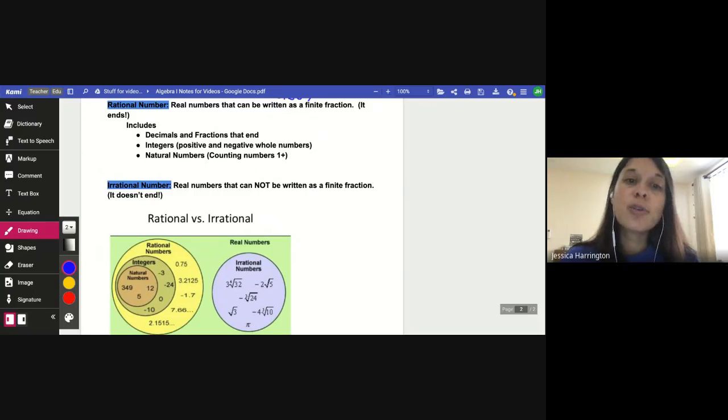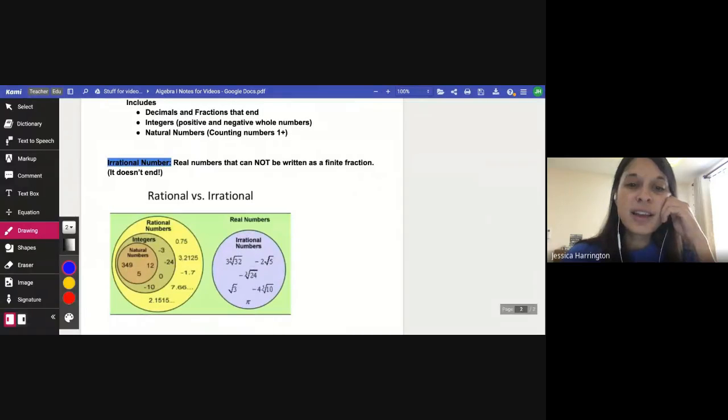What you're adding to your vocabulary now are irrational numbers. So these are real numbers, they're still real, but you cannot write them as a finite fraction. That means they cannot end. The number doesn't end. So what I mean is that if I did the square root of 3, that is an irrational number. And let me show you why.